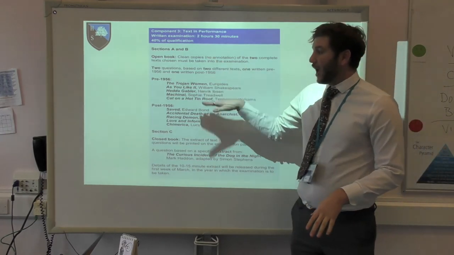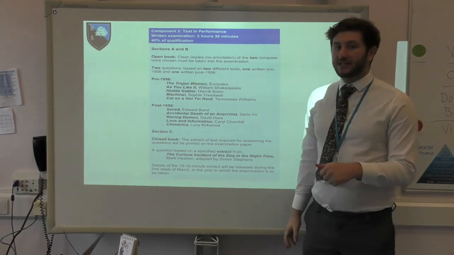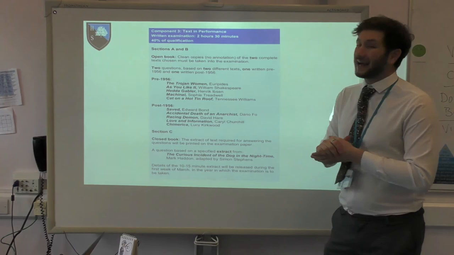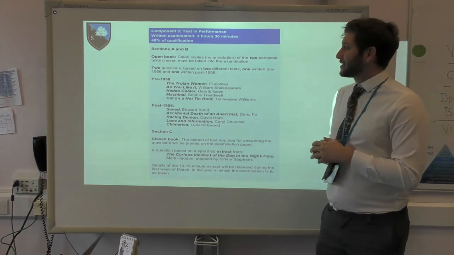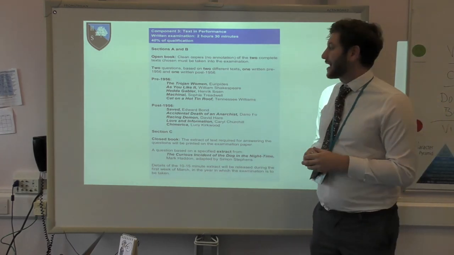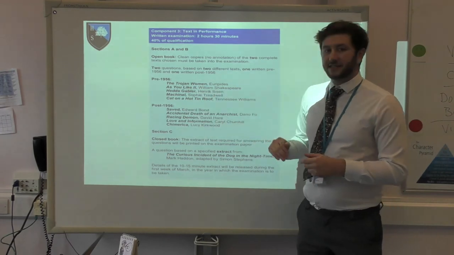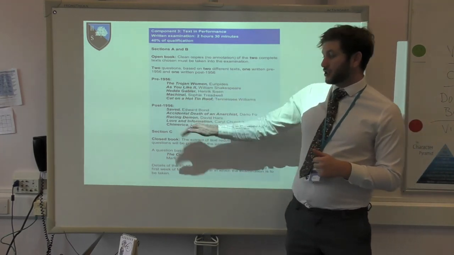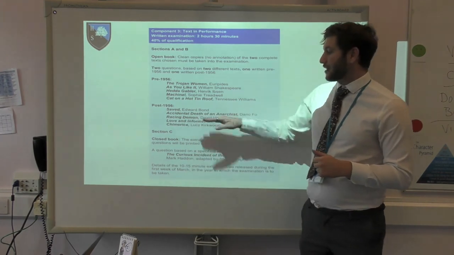Sections A and B are based on a text pre-1956 and post-1956, and they are open book exam. So clean copies with no annotations you can take into the exam. Our pre-1956 text that we have chosen is Machinal by Sophie Treadwell, and our post-1956 is Saved by Edward Bond.